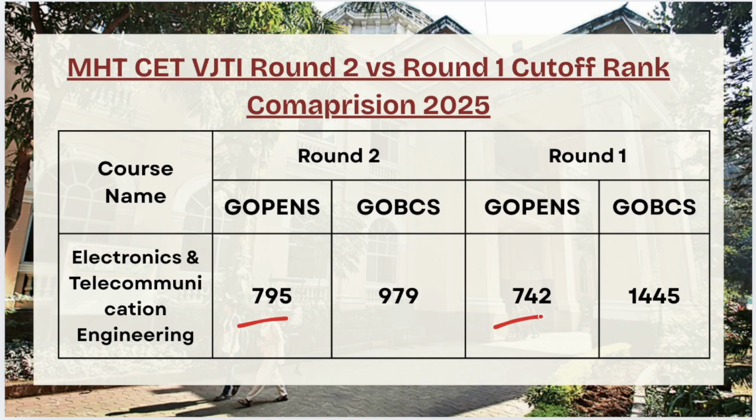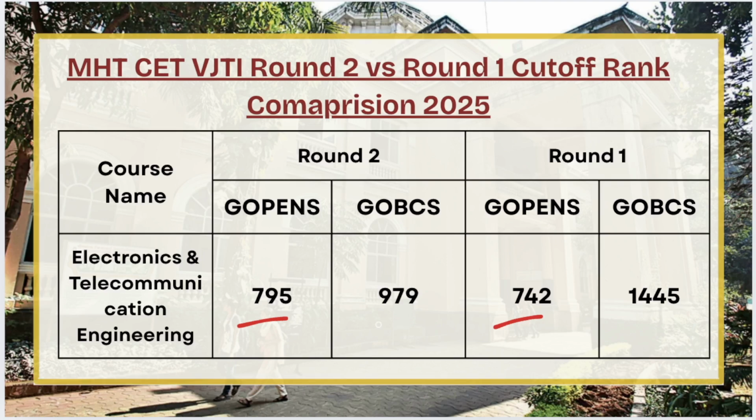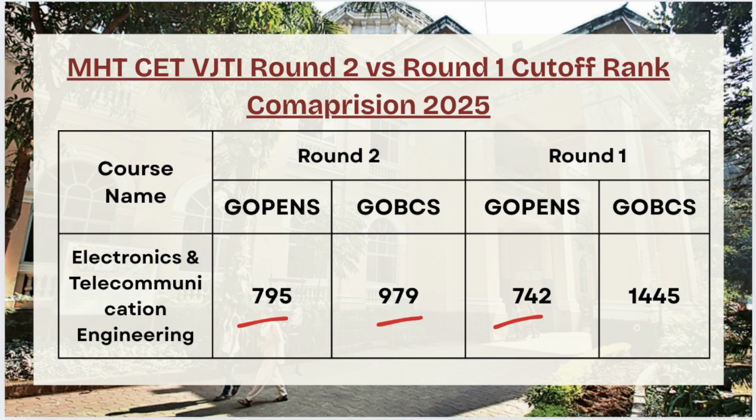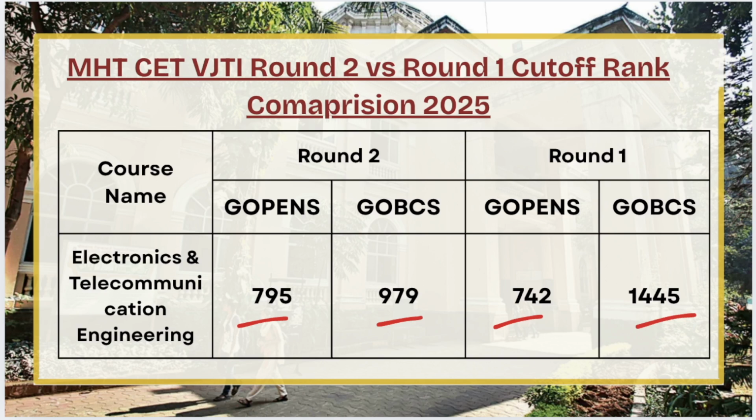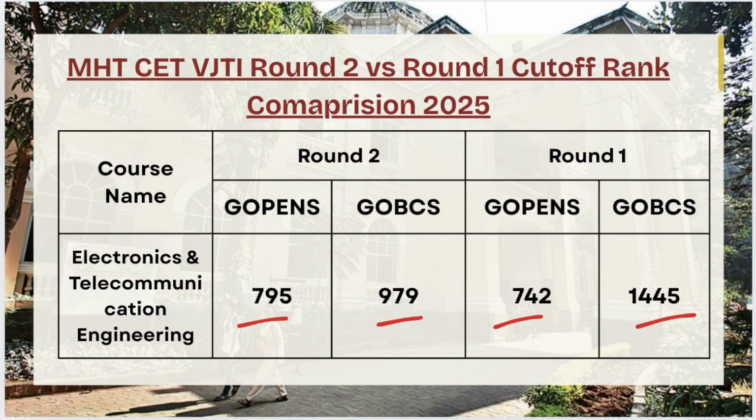So for GOBC category the cutoff rank was 979 for Round 2, whereas for Round 1 the cutoff rank was 1445. So clearly you can see that there is a drop in the cutoff for GOBC category, which very often happens between Round 1 and Round 2 allotment. So candidates can expect for Round 3 the cutoff to be between, let's say, 1000 to 1200, based on the Round 1 and Round 2 cutoff trend.